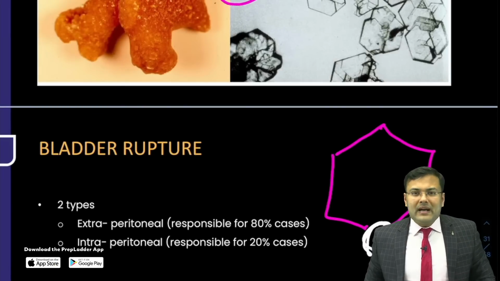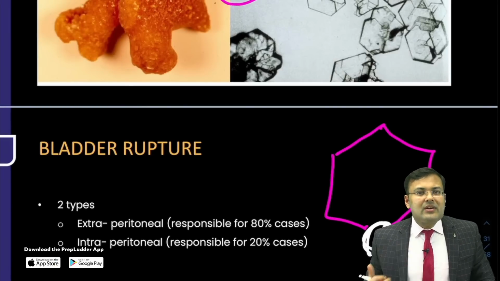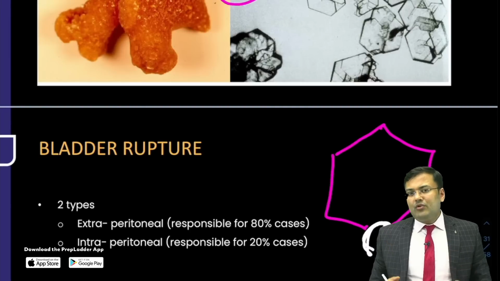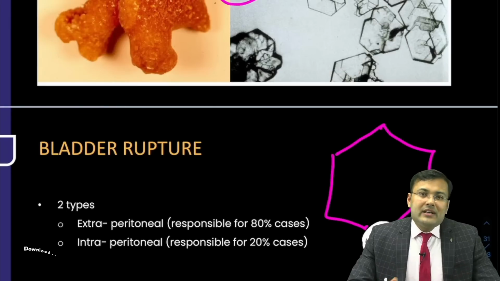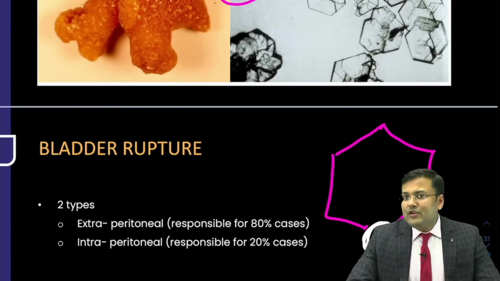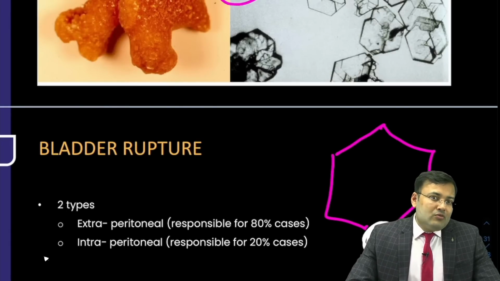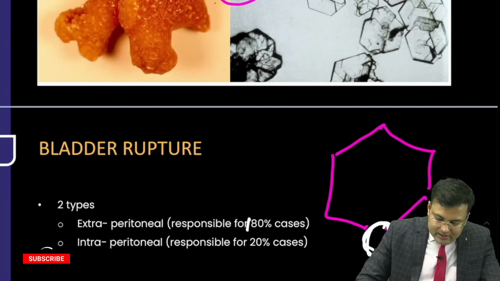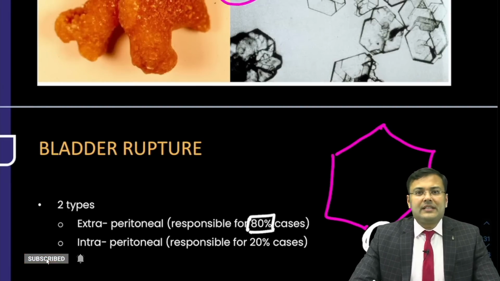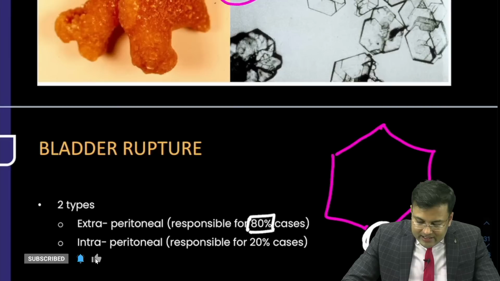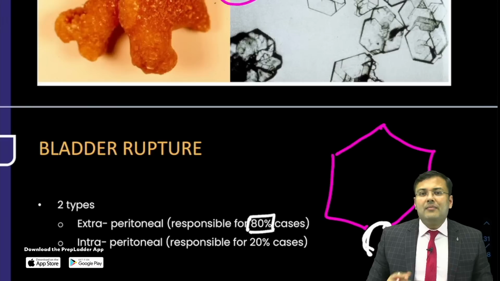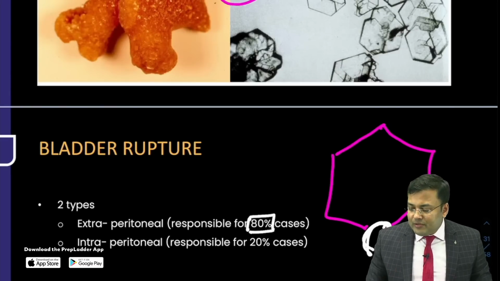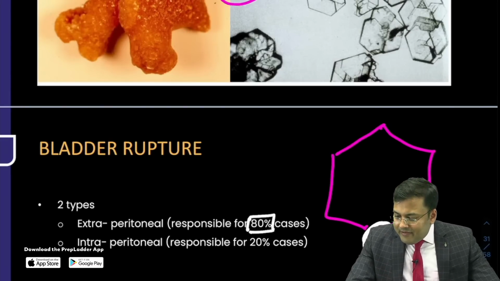There are two types of bladder rupture: extraperitoneal or intraperitoneal. You tell me which one is more common. Since the bladder is located in the pelvis, it's an extraperitoneal location. So obviously the most common is extraperitoneal, responsible for 80% of cases. Tell me what is the most common cause of extraperitoneal bladder rupture? I am waiting for your response. Everybody is correct. Extraperitoneal bladder rupture is more common.